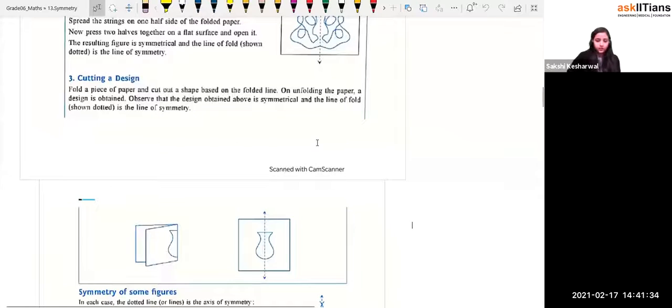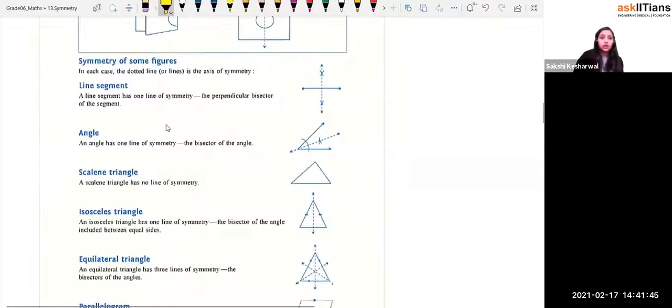Yeah, just see this. Okay, where were we? Right. So you can just do the cutting of the paper, right? Cutting of the design. And this one I have just showed you, right? So let's learn all these things.